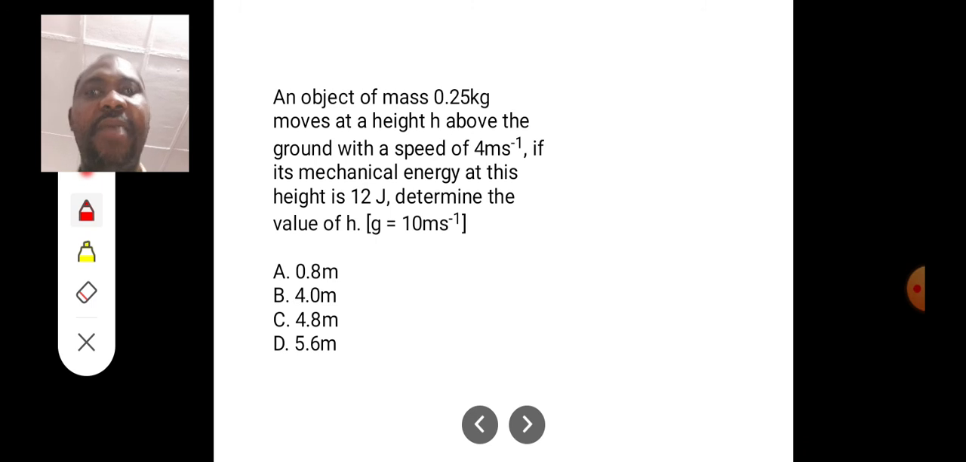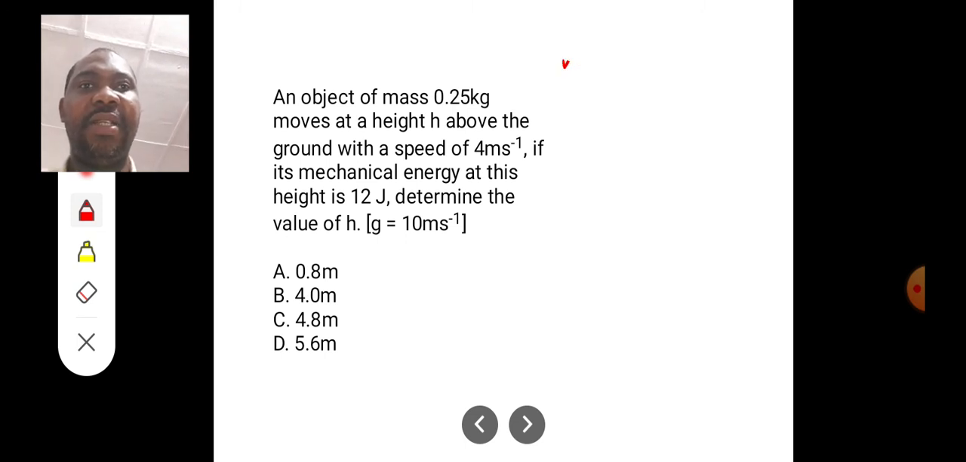Now here we are given an object of mass 0.25 kilogram moving at a height of h above the ground with a speed of 4 meters per second. If the mechanical energy at this height is 12 joules, remember what mechanical energy is, the total of potential and kinetic, is 12 joules. Determine the value of h. Okay, it's quite simple, the same thing we've done.